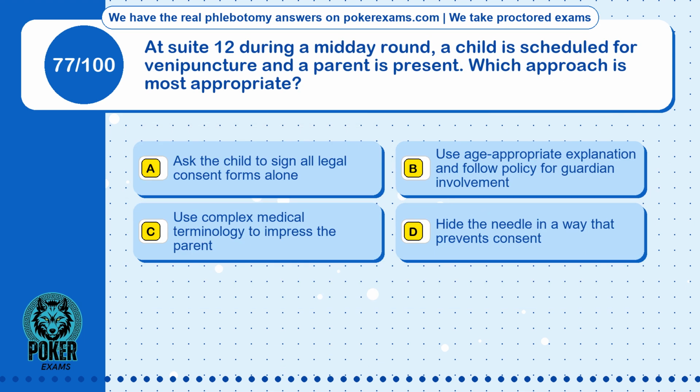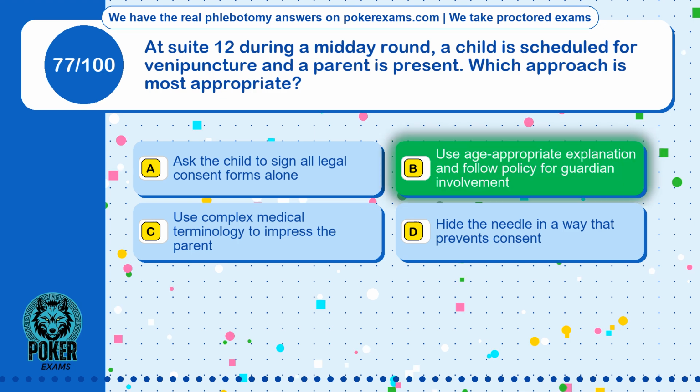Question 77. At Suite 12 during a midday round, a child is scheduled for venipuncture and a parent is present. Which approach is most appropriate? Option A. Ask the child to sign all legal consent forms alone. Option B. Use age-appropriate explanation and follow policy for guardian involvement. Option C. Use complex medical terminology to impress the parent. Option D. Hide the needle in a way that prevents consent.